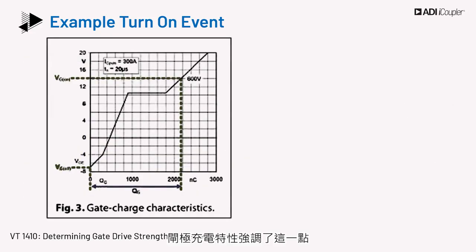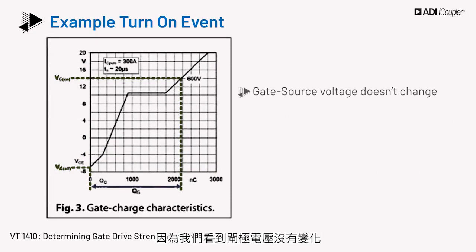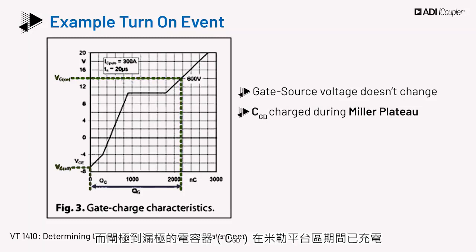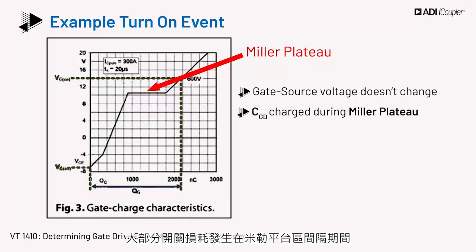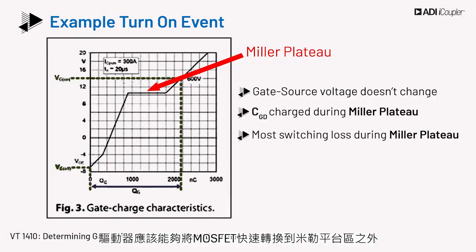The gate charge characteristics emphasize this, and we can see that the gate voltage doesn't change, and the gate-to-drain capacitor, CGD, is charged during the Miller plateau. The Miller plateau interval is when most of the switching loss occurs, and the driver should be able to transition the MOSFET gate quickly out of the Miller plateau region.